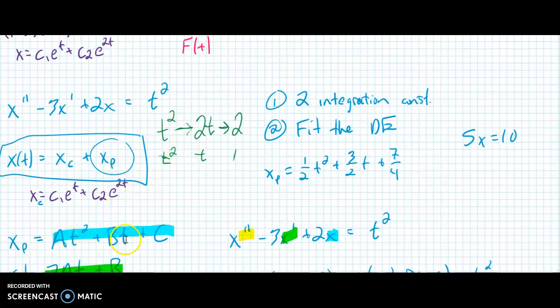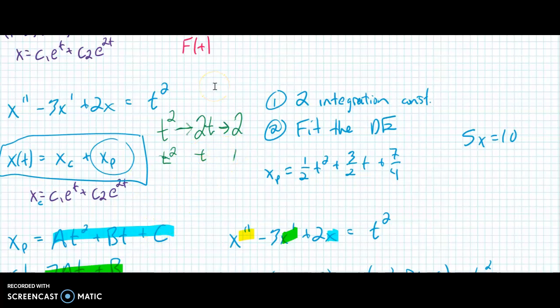So this is at squared plus bt plus c. If you look underneath of this t squared, it's just a t squared. If you look underneath of the 2t, I just took the function but without the coefficient of 2. And then if you look at this one right here, the 2, it's really just a function of 1 that's been multiplied by 2. So what we do is we put a coefficient that is undetermined, a, on the t squared, b on the t, and c on the 1, which just shows up as a c.